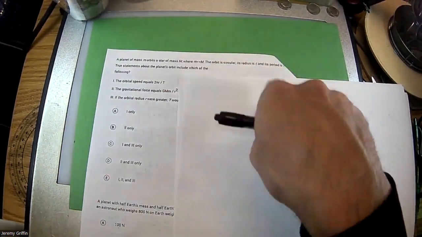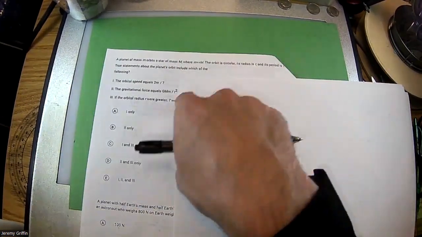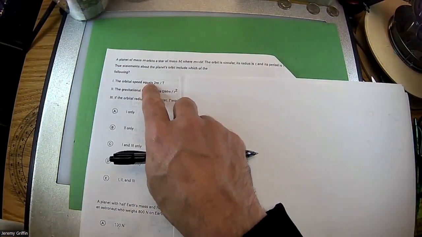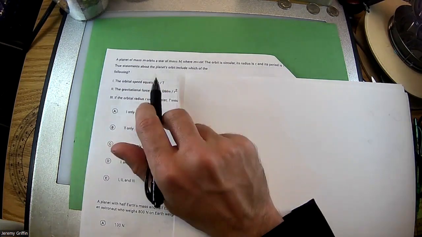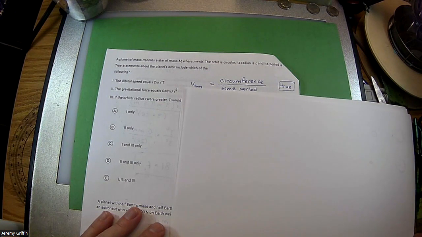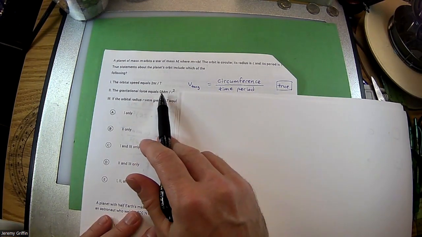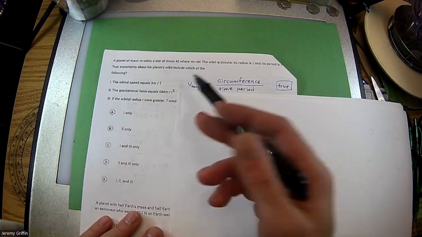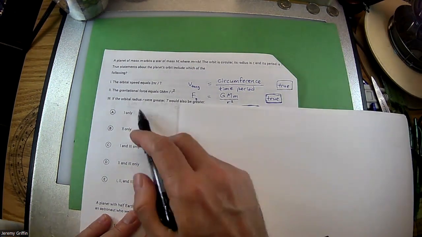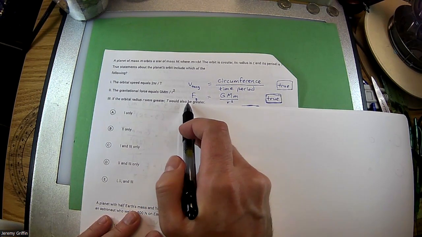You guys had to figure out what was the speed going around that top Play-Doh canister. Well, it'd be circumference divided by time period. 2 pi r, that is circumference. Isn't that circumference divided by time? So that first statement is true, because there it is spelled out. Next statement: the gravitational force equals GMm over r squared. Is that just Newton's law of gravitation? True. Third statement: if the orbital radius r were greater, time period would also be greater.